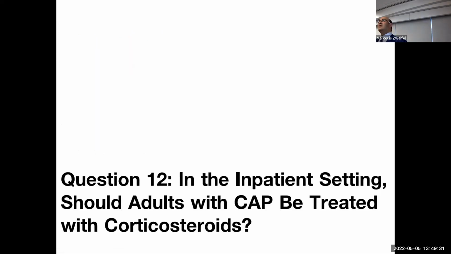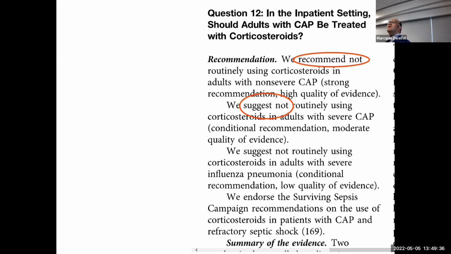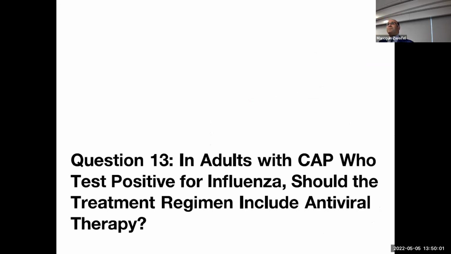In inpatient settings, should adults with community acquired pneumonia be treated with corticosteroid? For severe, they suggest no. For non-severe, they recommend no steroid. There are family medicine guidelines that recommend steroids for severe pneumonia, so different from these guidelines. But here they recommend not to use it for severe, non-severe, and they suggest not to use steroid. Unless you have shock or COPD exacerbation associated, then you can use your steroid.